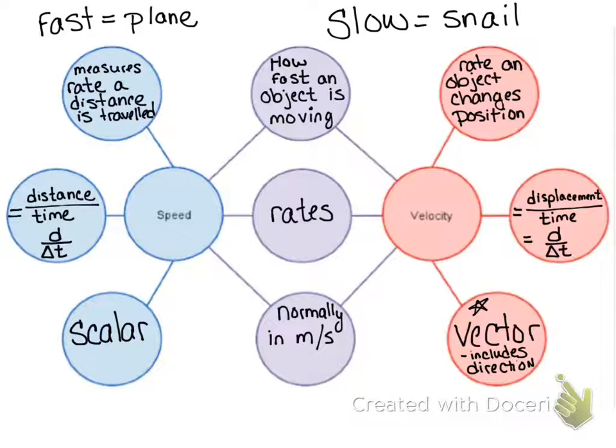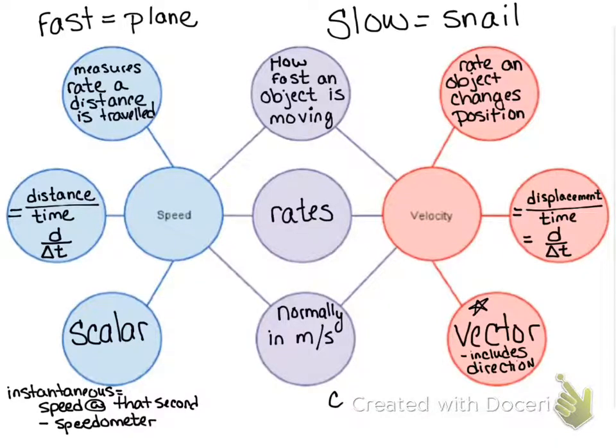Okay, so let's give you a couple examples of when we use the word speed or velocity in everyday language. You might hear the term instantaneous speed or instantaneous velocity, and that's basically your speed at that split second in time. So an example would be your speedometer.